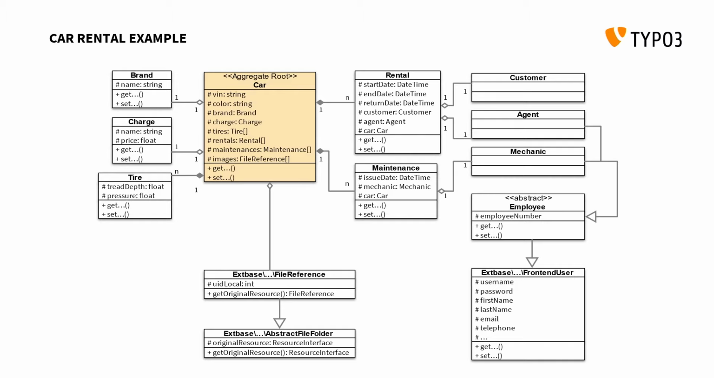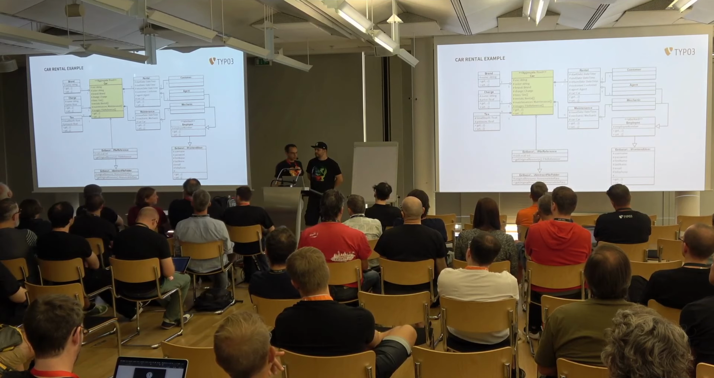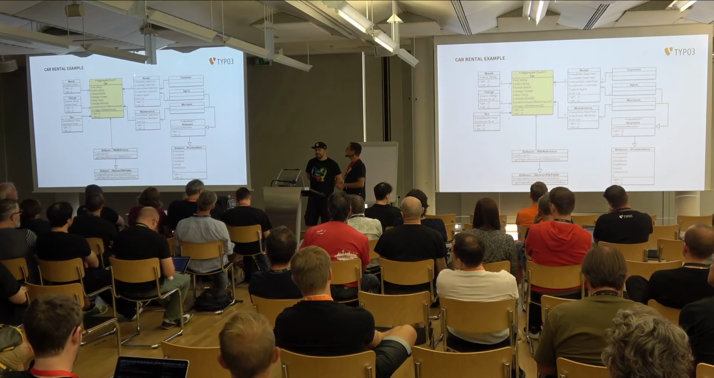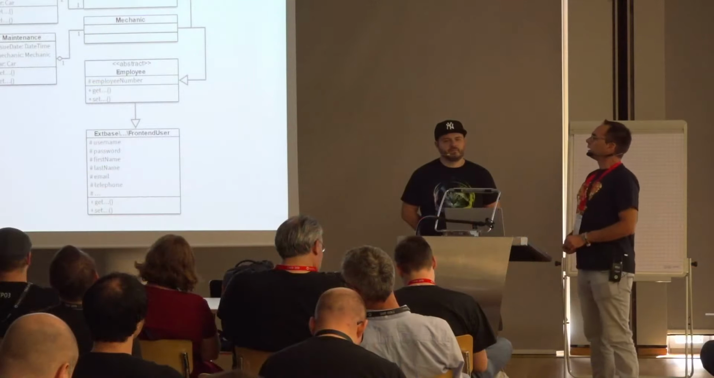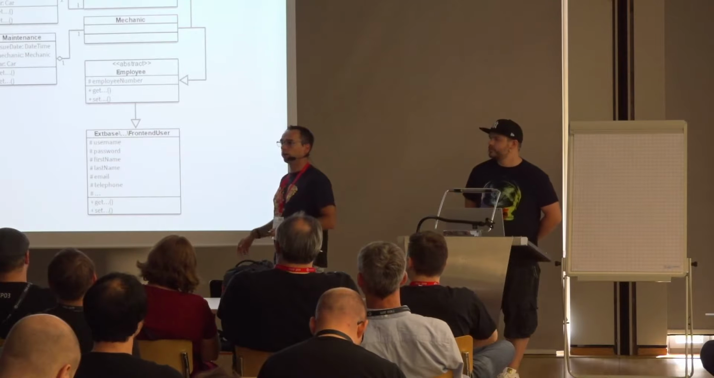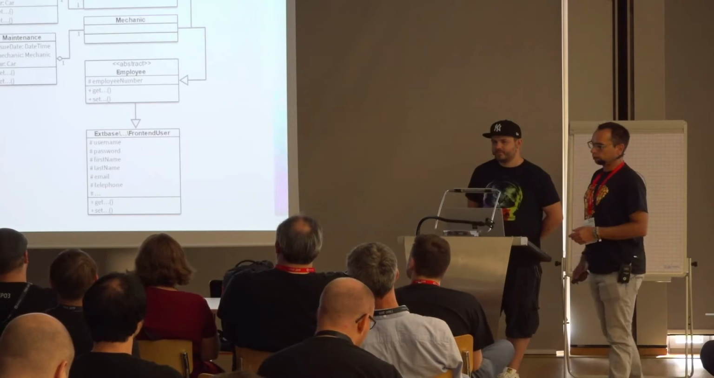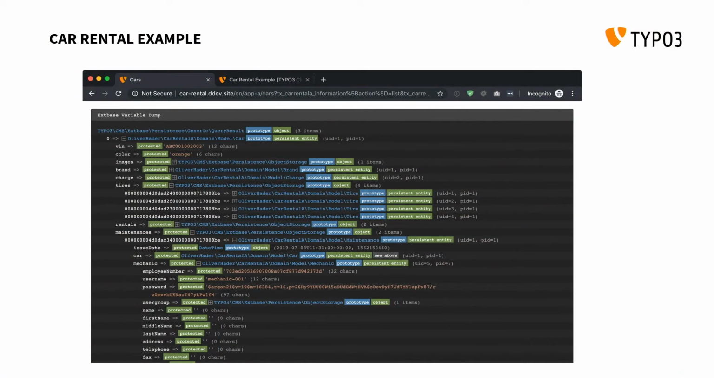As you can see here, we have a lot of relationships, and even more, the rental part is linked to a customer, an agent, a mechanic, and these entities use single table inheritance, so they inherit from an employee, and that inherits from a front-end user. So it's perfect. When you retrieve a car, you get a lot of data from your database, a lot of queries and a lot of memory consumption. And the question is, how can we improve that? So that's the initial example.